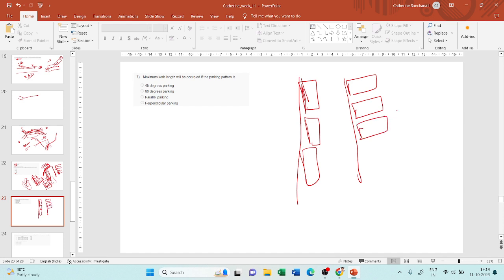And just note that I'm drawing only 3 vehicles. There may be a 45-degree and then a 60-degree parking.